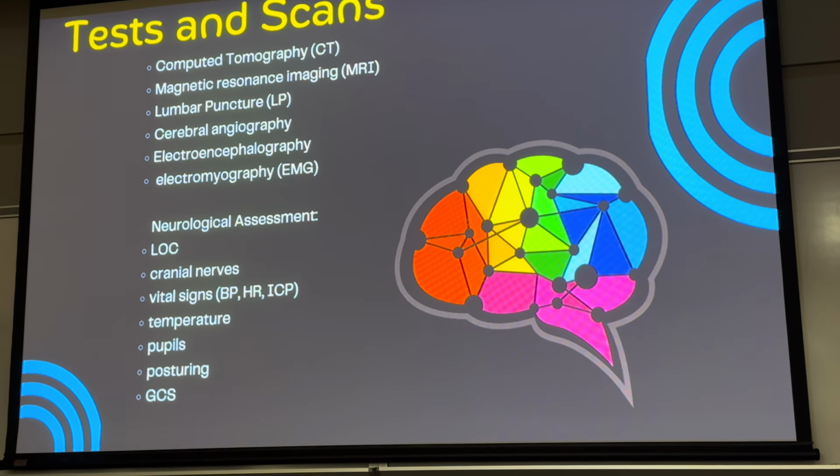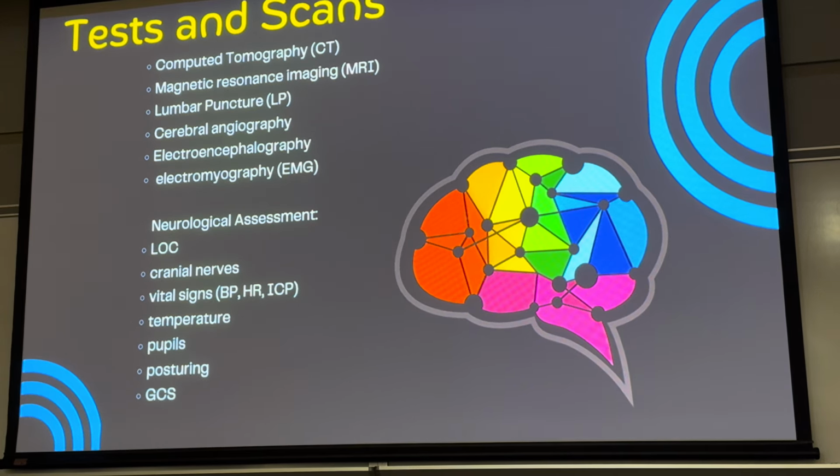Okay, and then tests and scans. Big thing, computed tomography or your CT scans, remember that's gonna be for your hemorrhagic or ischemic CVAs. Can also be used in your spinal cord injuries as well to show the level of injury. Remember, if we get a non-contrast CT scan, and it rules out bleeding or hemorrhaging, that's when I can give my tPA for my ischemic strokes.